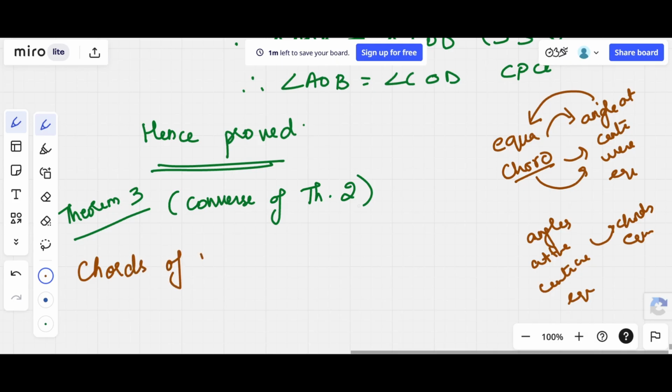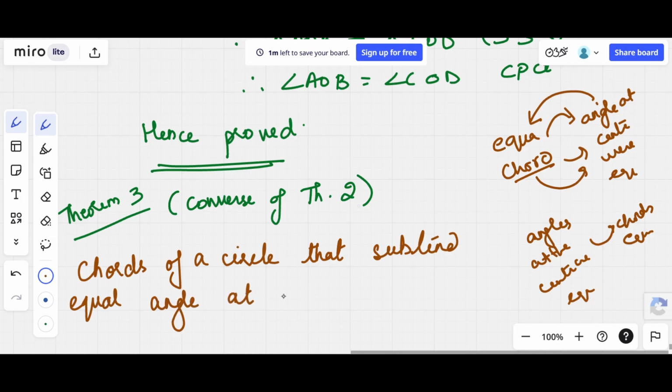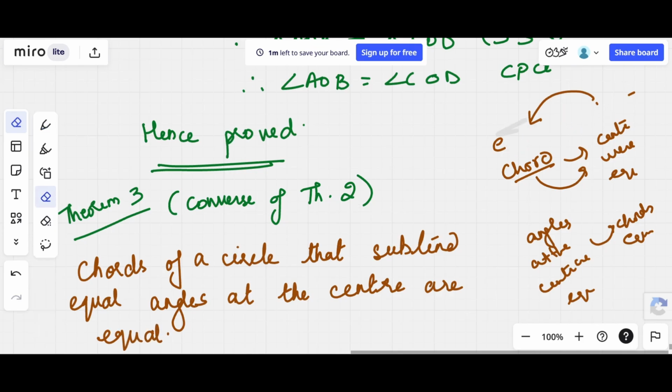Chords of a circle that subtend, means which make, equal angles at the center are equal. Now we are going to prove that. Okay?